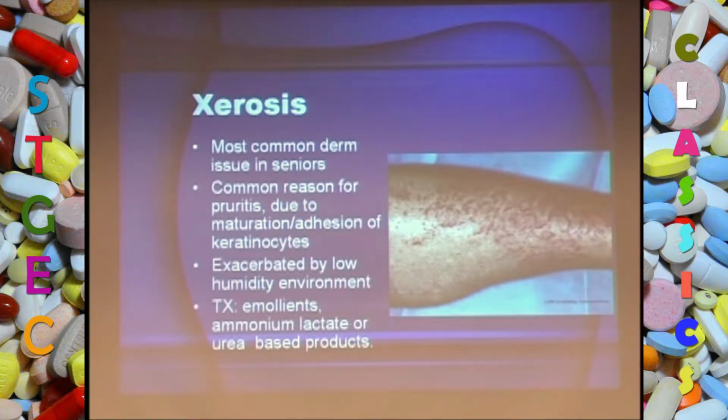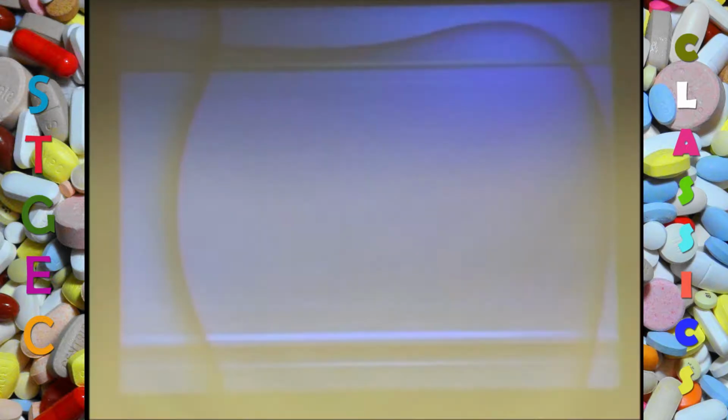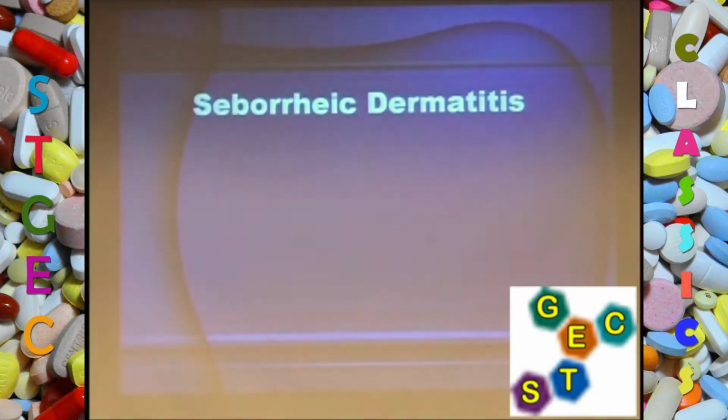And again, you'll commonly see these in areas where, especially in the elderly, there's decreased oil gland production, particularly the extremities and the legs most notoriously. So that is, again, just a little bit on xerosis or erythema craquelé.